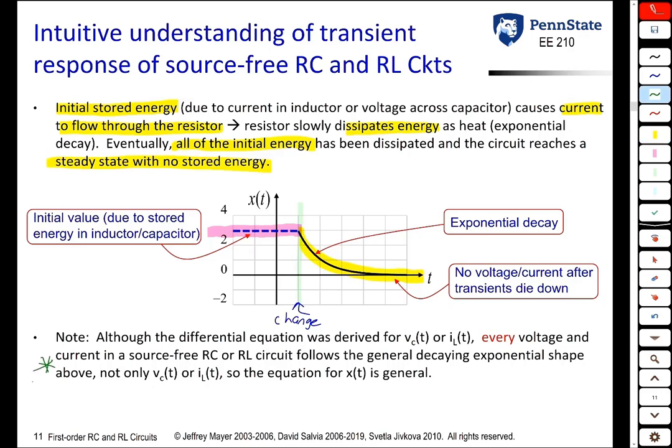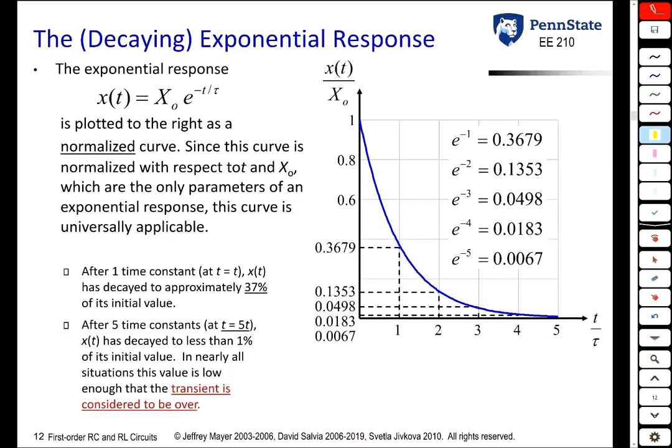One final important point is down here. Although in these two examples we were calculating the voltage across the capacitor and the current through the inductor, the reality is that every voltage and every current in these RC and RL circuits will follow the same decaying exponential shape. They might have different amplitudes, but they will all be decaying exponentials. Because this decaying exponential is so important in these RC and RL circuits, we need to spend some time looking at properties of the decaying exponential response.